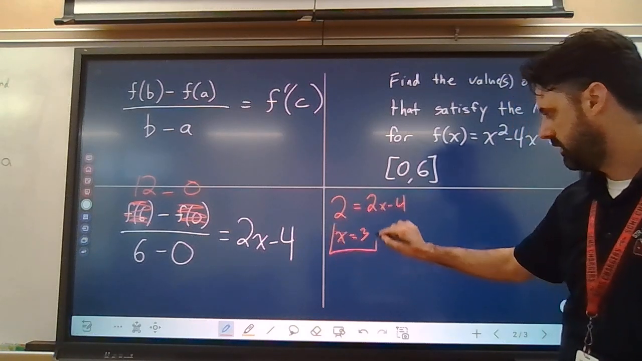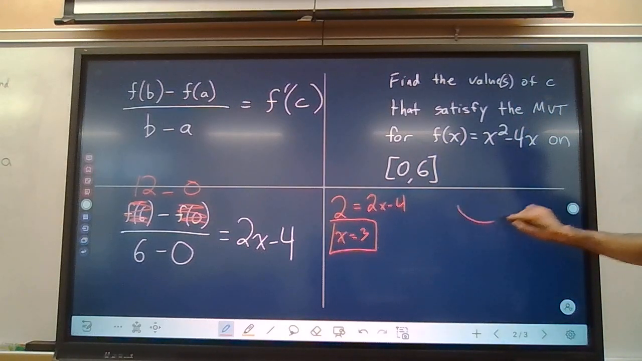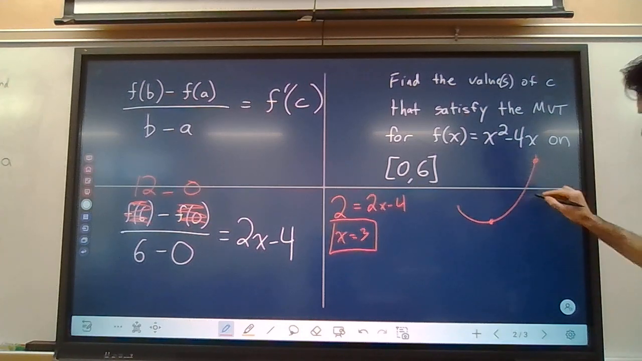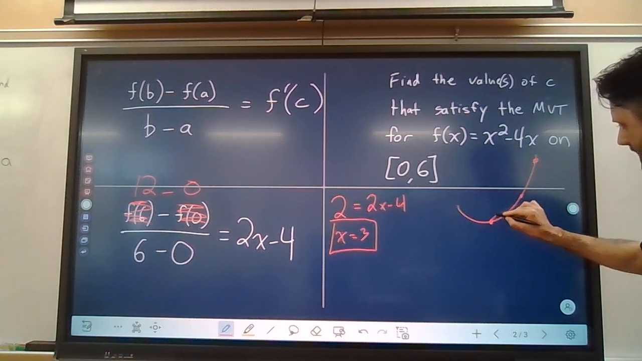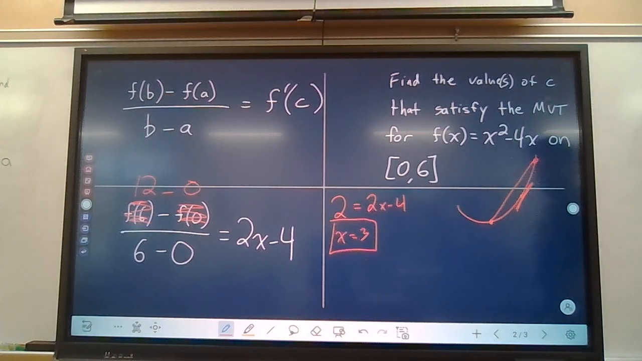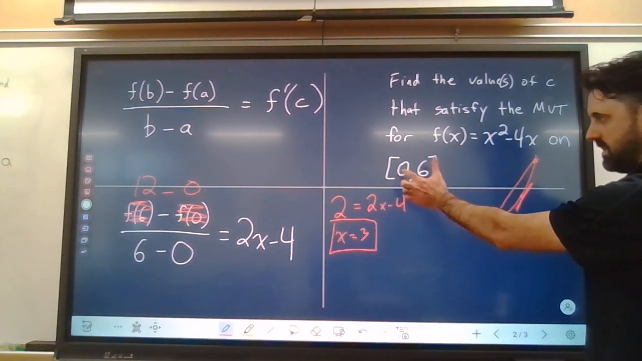All right, so this is the point where, if we were to actually graph this function, this is the point in between 0 and 6 where the slope of the line connecting those 2 points is the same as the slope of the tangent line right there. Okay, it will not always be exactly in the middle, it just was for this one, where it was exactly in between those 2 points.